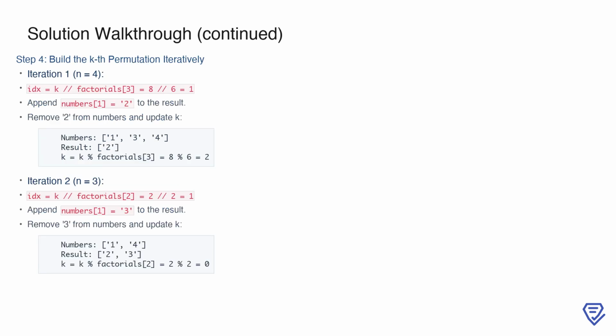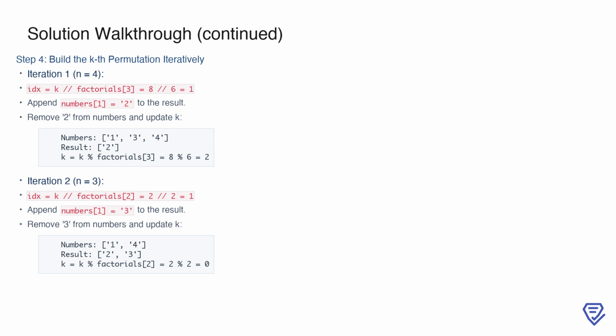Starting the iterative process for n equal to 4, we calculate the index for the first number as k divided by factorial 3, which is 8 divided by 6, resulting in 1. This points to the second number in our list, 2. We append 2 to the result, remove it from the numbers list, and update k to the remainder of k divided by factorial 3, which is 2. The numbers list now contains 1, 3, 4, and the result list is 2.